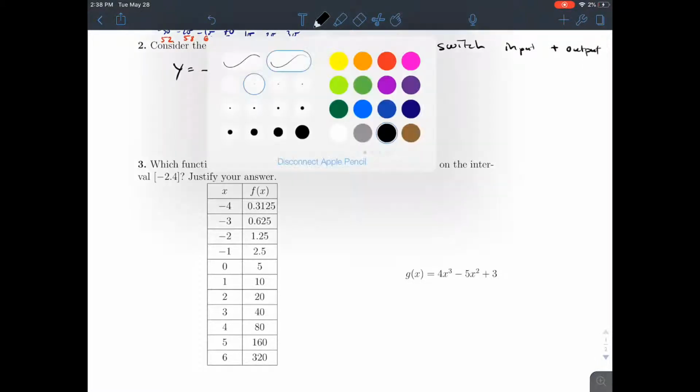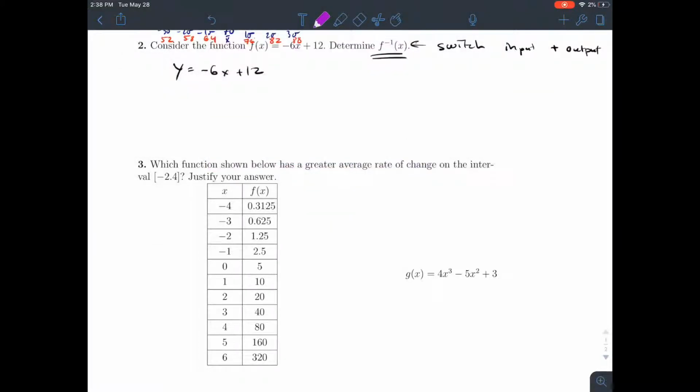And when we do that, our inverse function will be this new purple function, x equals negative 6y plus 12. So when we switch, the input and output, x and y, switch. Now solving for y, we just use basic algebra. So minus 12, minus 12. That gives us x minus 12 equals negative 6y. We divide by negative 6 on both sides.